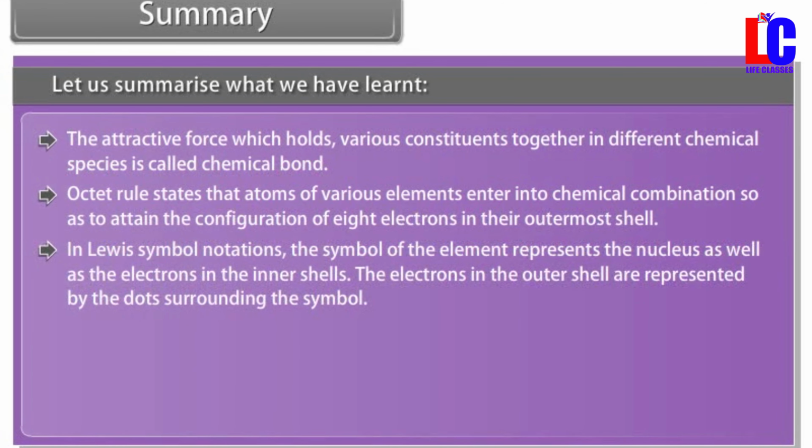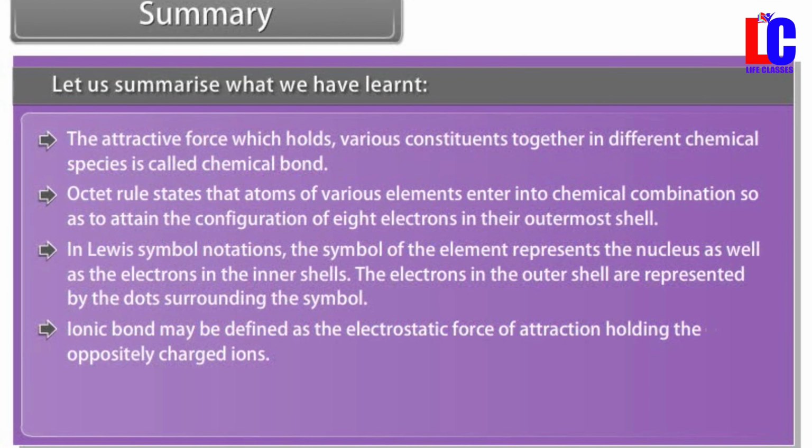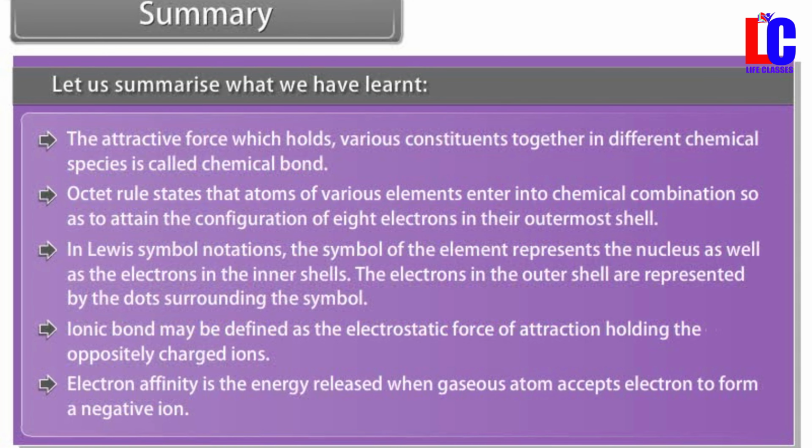In Lewis symbol notations, the symbol of the element represents the nucleus as well as the electrons in the inner shells. The electrons in the outer shell are represented by the dots surrounding the symbol. Ionic bond may be defined as the electrostatic force of attraction holding the oppositely charged ions. Electron affinity is the energy released when a gaseous atom accepts an electron to form a negative ion.